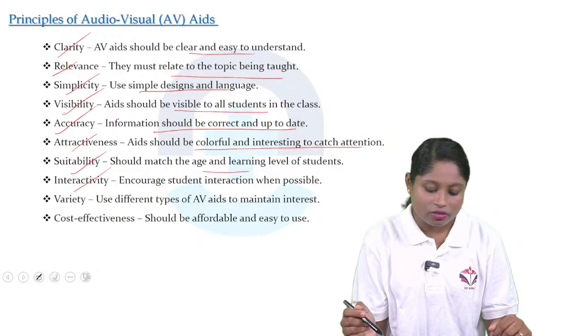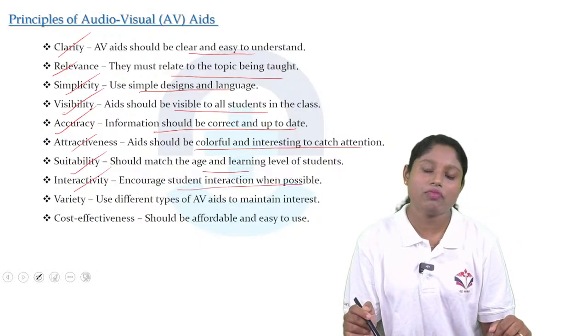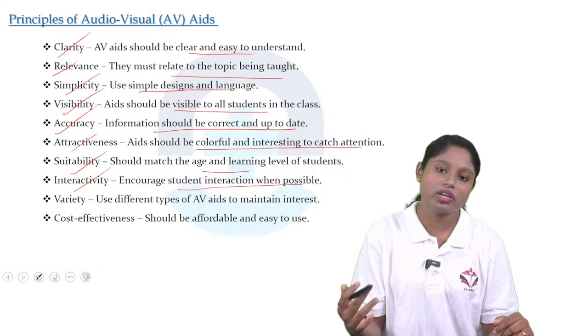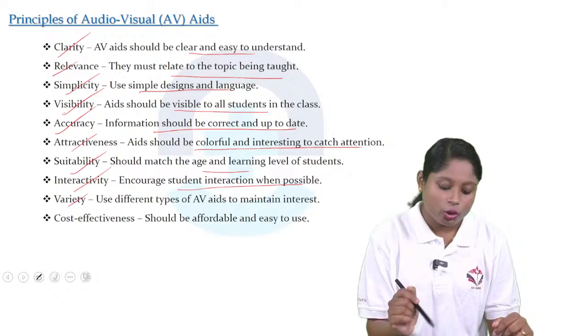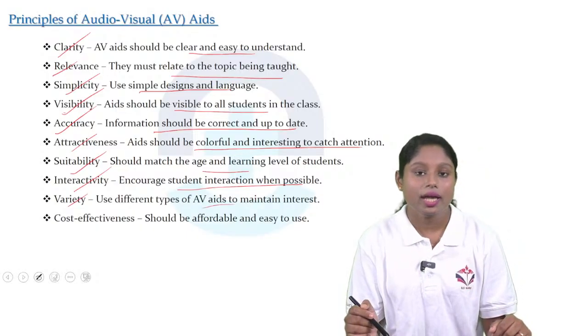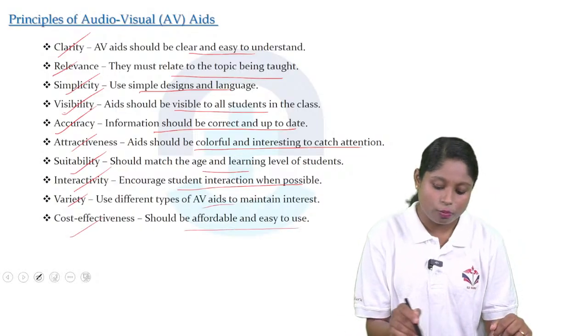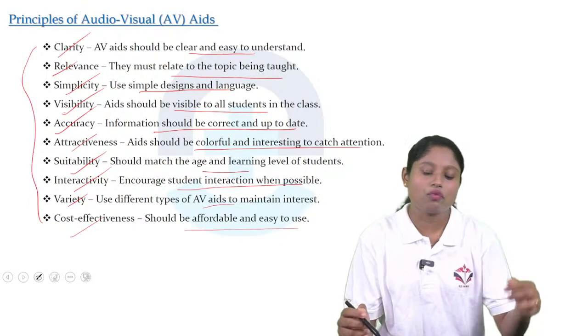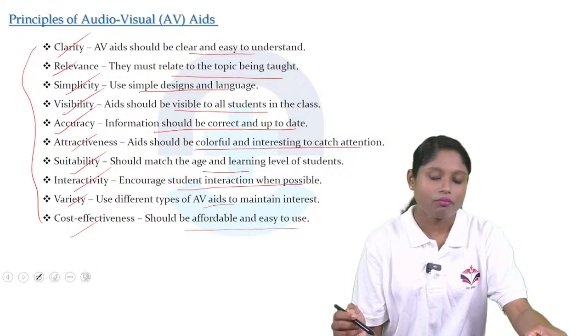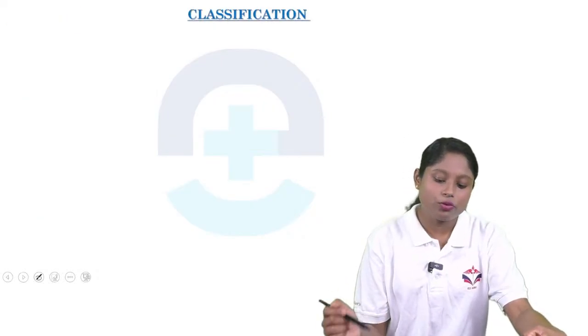Next is interactivity. Encourage student interaction when possible. So whenever you are using an AV, try to interact with your students also. Variety. Use different types of AV to maintain interest. Cost effectiveness. It should be affordable and easy to use. So these are the main principles of AV. Clear? So now let's move to the classification.